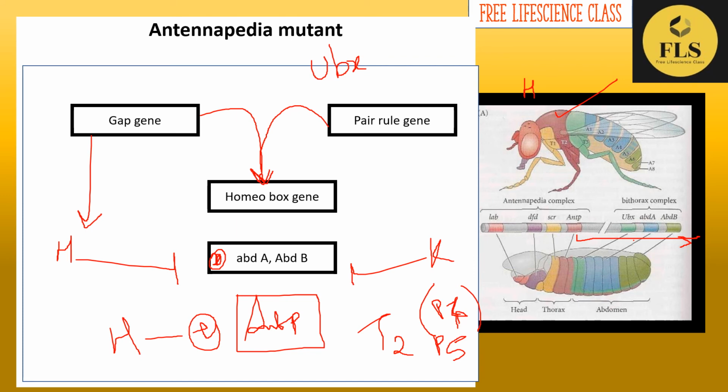So we have studied about the antennapedia mutant, ultrabithorax mutant, bithorax complex mutant, then about different types of mutation conditions of antennapedia. Then about the bithorax phenotype, etc. we have studied.